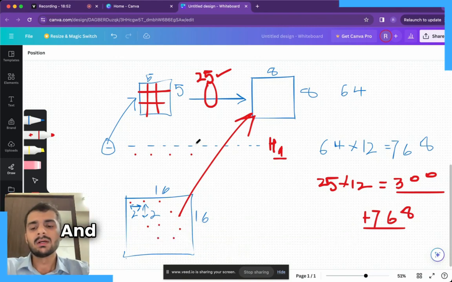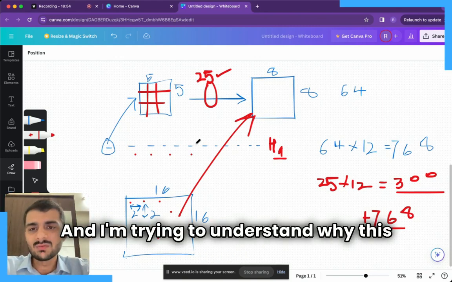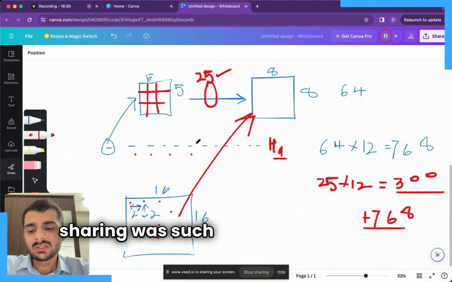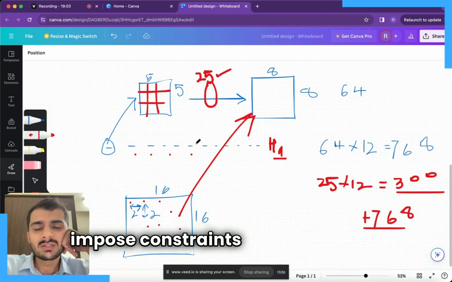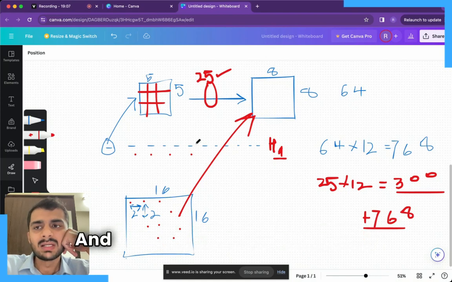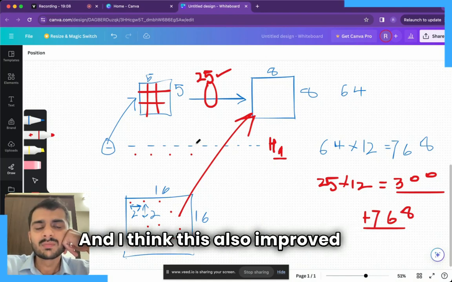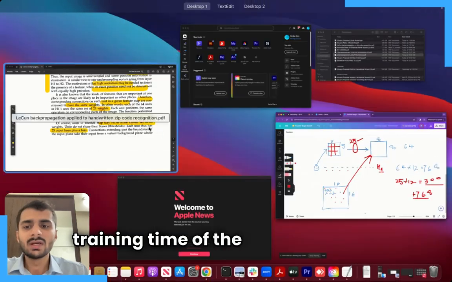And I'm trying to understand why this weight sharing was such an innovative idea at the time when this paper was released. It's because it allowed you to impose constraints on the network. It allowed you to fix the weights, and I think this also improved the training time of the entire network.